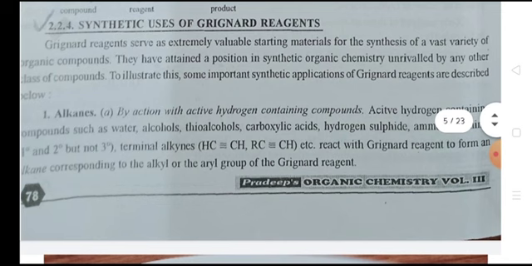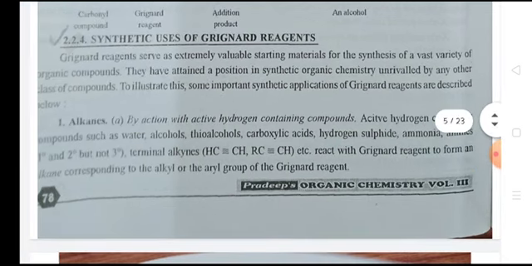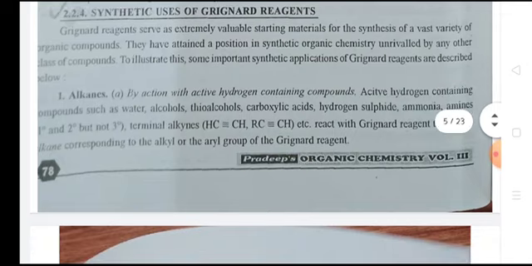Synthetic use of Grignard reagents. Grignard reagents serve as extremely valuable starting materials for the synthesis of a vast variety of organic compounds. They have attained a position in synthetic organic chemistry unrivaled by any other class of compounds. To illustrate this, some important synthetic applications of Grignard reagents are described below.